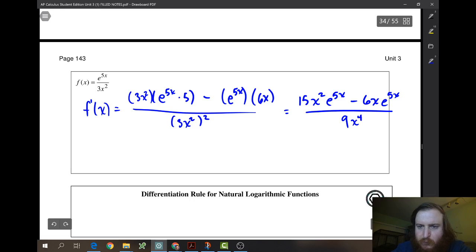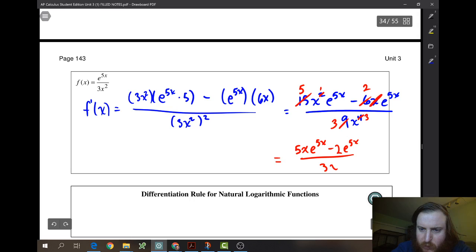And we notice that we can divide every term by 3. So this will be 5. This will turn to 2, and this will turn to 3. And we can also divide out everywhere by 1x. So we can take out an x, make this x to the first, and make this x cubed. And so that gives us 5x e to the 5x minus 2 e to the 5x divided by 3x cubed. And this is a perfectly fine answer.